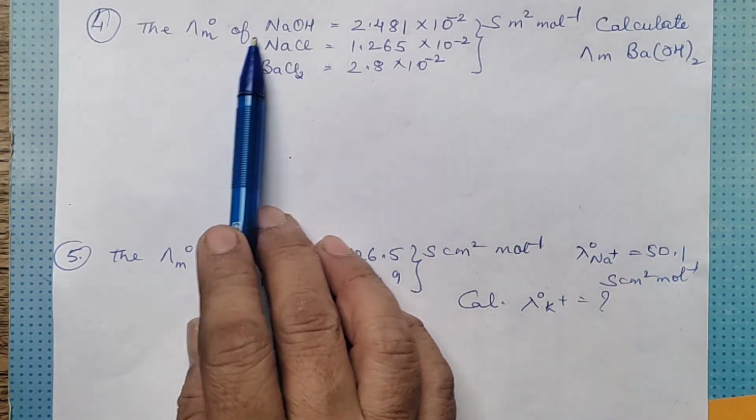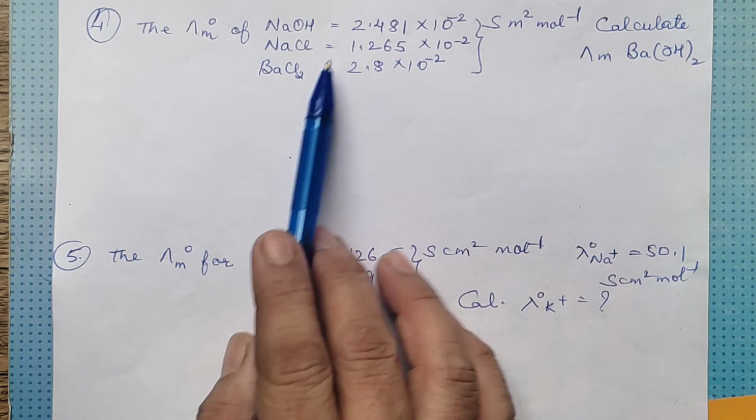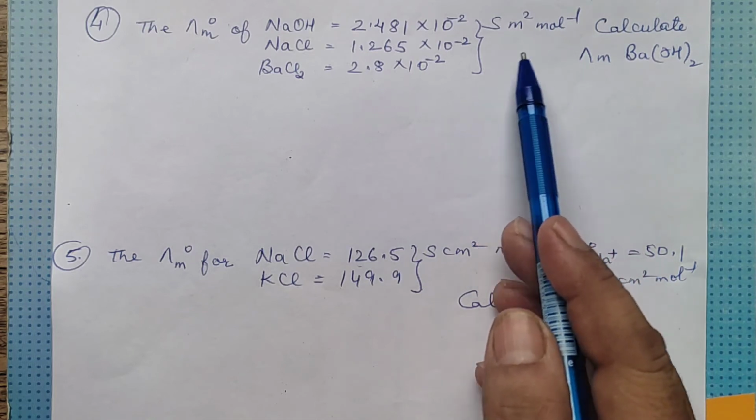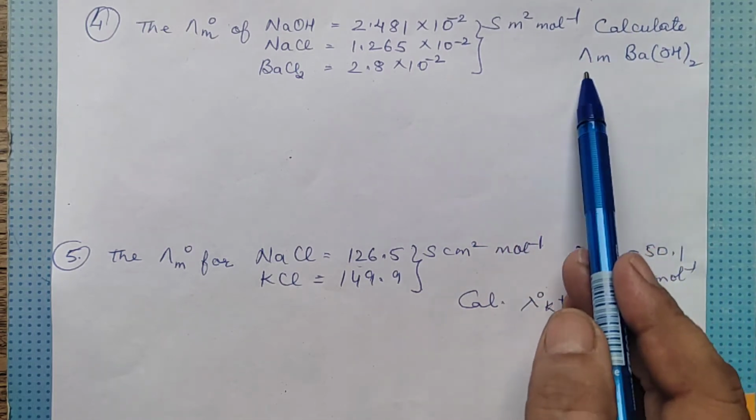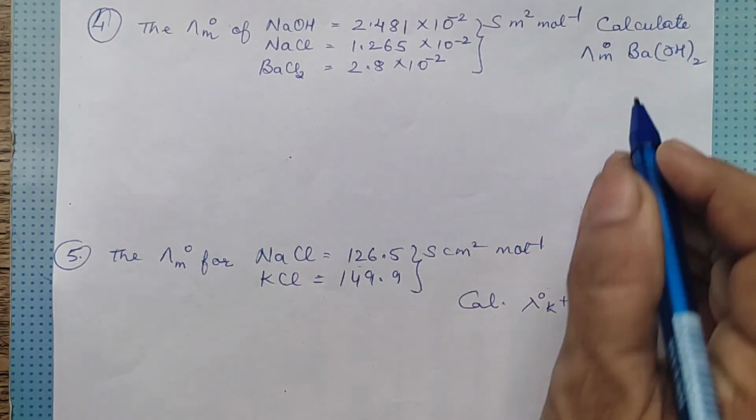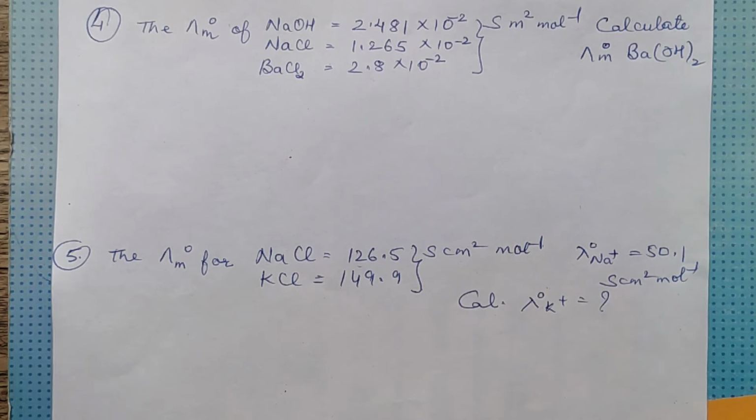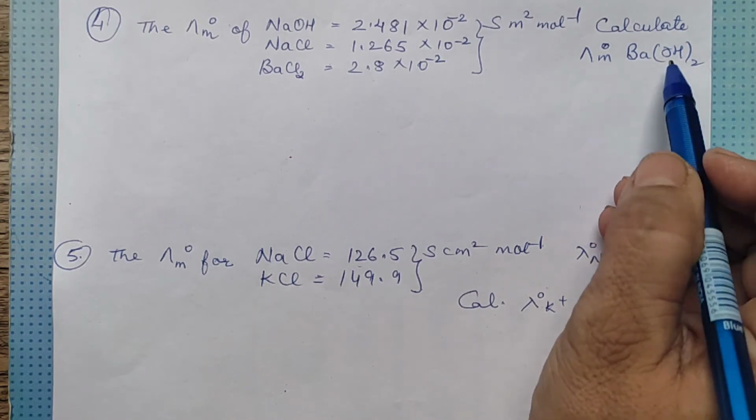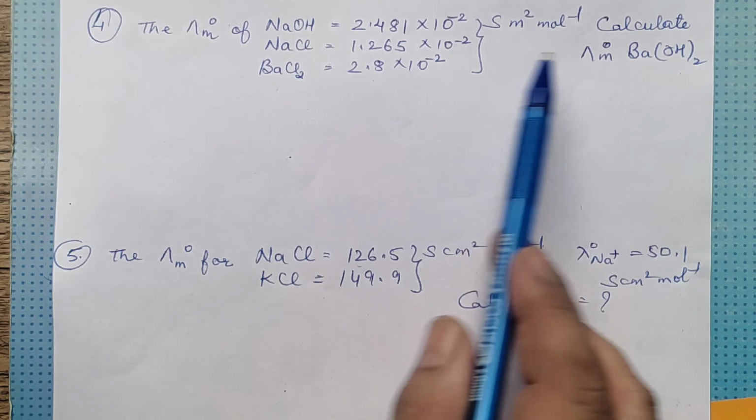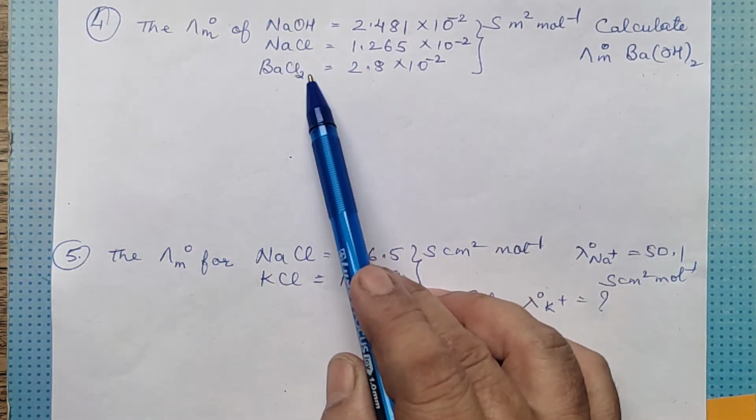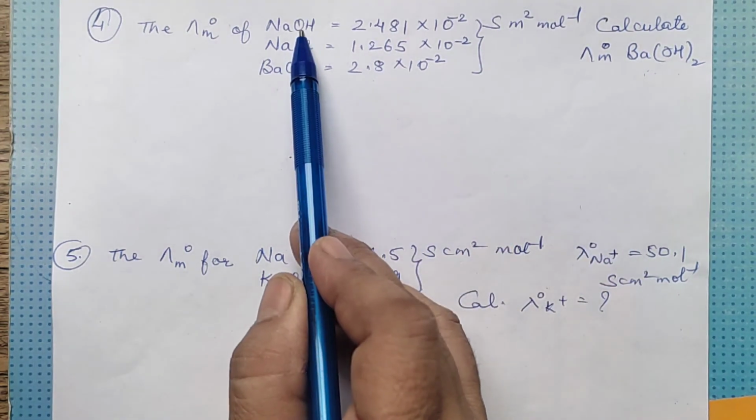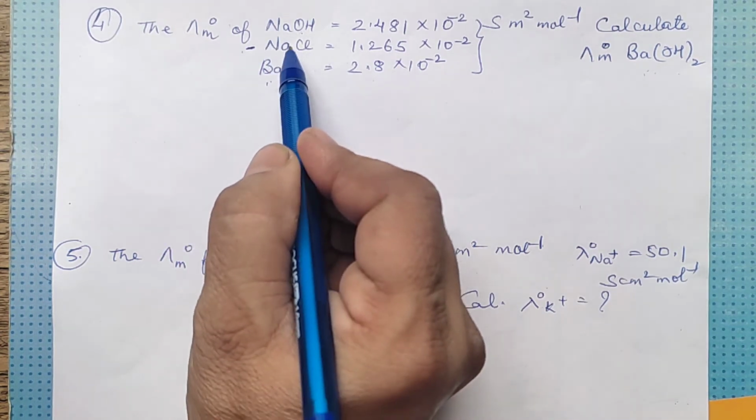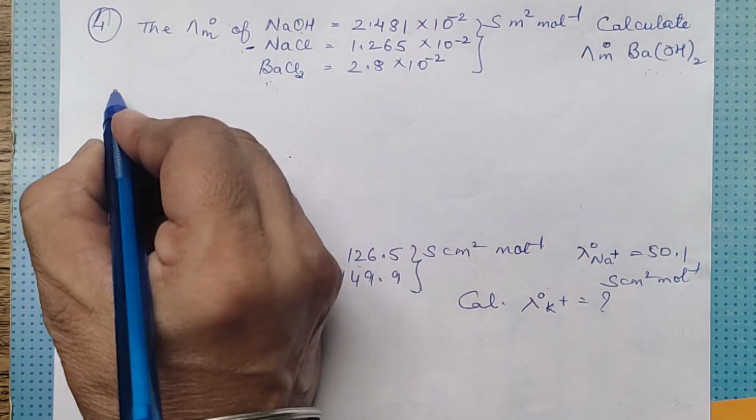It says the limiting molar conductivity of these three electrolytes, NaOH, NaCl, barium chloride, is given. The units are the same, Siemens meter square per mole. This is given in Siemens meter square per mole instead of centimeter. And calculate the lambda m naught for barium hydroxide. Right? One shortcut in this. You just see for what you are calculating, barium hydroxide. Compare the electrolytes with it. Which electrolyte is not having any common ion with this? This has OH common with barium hydroxide. This has barium common. This one is not common. That means the other two you will be adding and you will be subtracting this one. In a way, you are applying Kohlrausch law only.